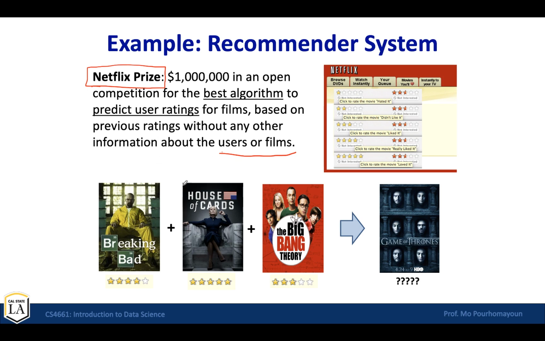So the competition was for designing the best algorithm that can predict something like that, the best recommender system that can do this. And again, the decision making was based only on these previous ratings. The algorithm only knew, for example, what user A's ratings were for these 3 movies, and then tried to predict the future. That's it.